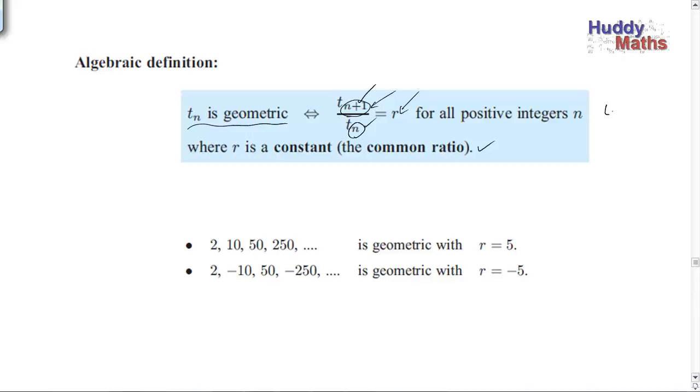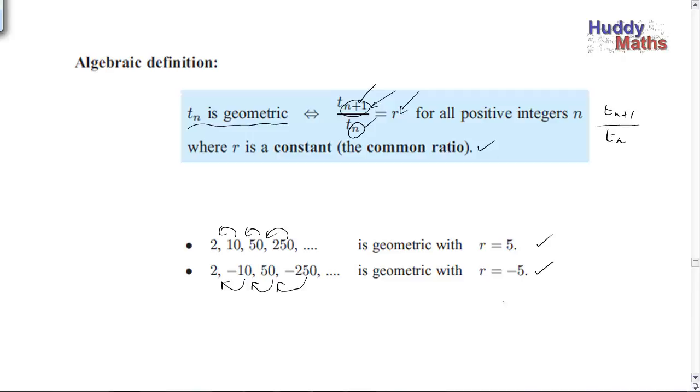Just remember, any term, if we call it n plus 1, the one before is n. Okay, all right, so here we are. It's geometric with r is 5. That over that equals that over that equals that over that. Negative 10 over 2 is the same as 50 over negative 10, same as negative 250 over 50. The ratio here is negative 5.